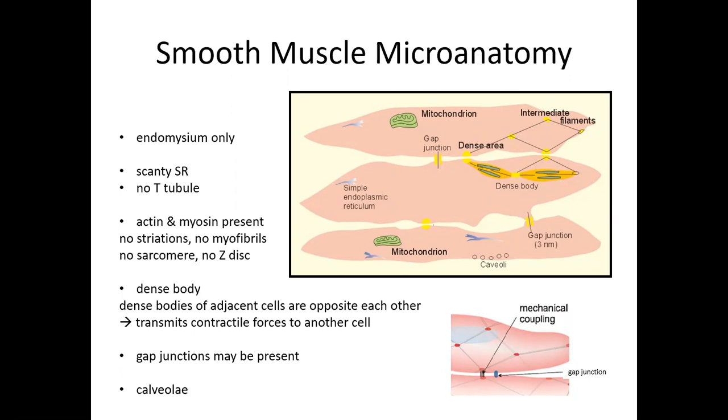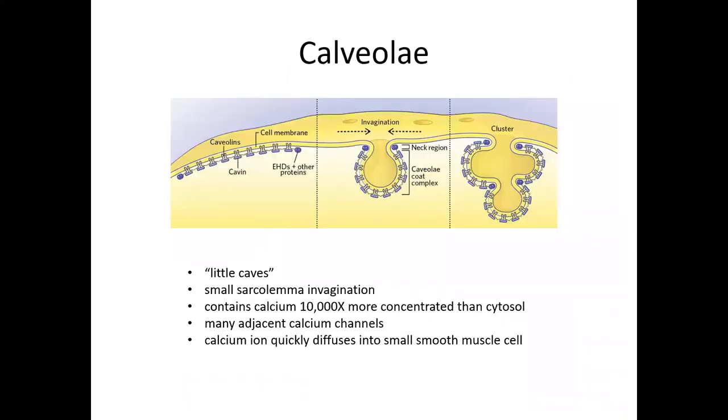And so this is a new structure that's only found in smooth muscle. So looking at the caveolae, which by the way just means little caves, it is basically a tiny little invagination of the sarcolemma, which has a clover leaf type of shape. And what is important about it is that calcium hangs out in here.